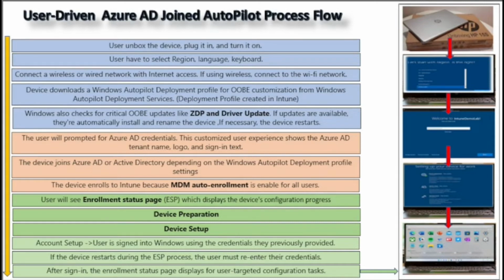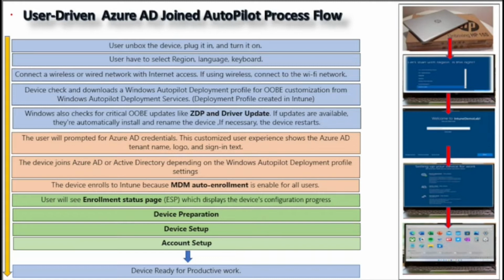In the case of user-driven Azure AD joined Autopilot, the user is going to initiate the Autopilot process. Once the user gets a device, they have to unbox the device, plug it in and turn it on. After that, once the user is on the out of box experience window, they have to select the region, language and keyboard layout. Once this is done, the user needs to connect to a wireless or wired network with internet access. If they are using wireless, they need to connect to the Wi-Fi network.